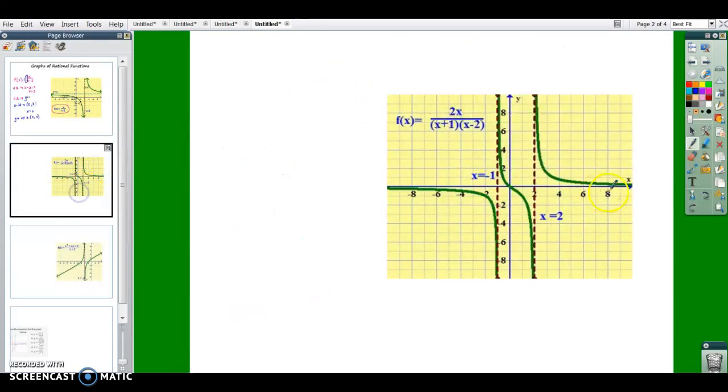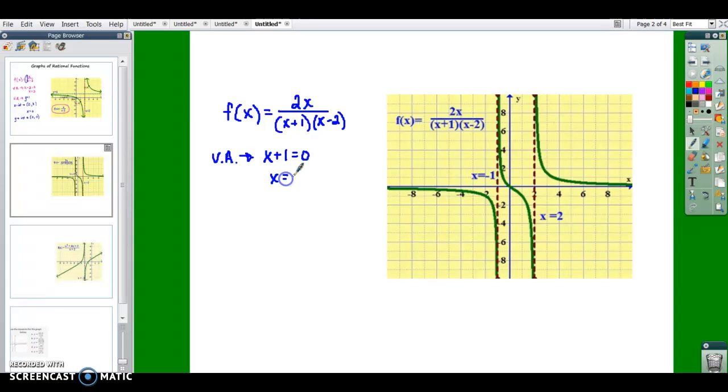Another example would be something like this. Now, if you notice, the denominator is already in factor form for you, which is really helpful. But the first thing we're going to look at are our asymptotes. So we've got 2x over x plus 1 times x minus 2. And so our vertical asymptotes are wherever the denominator is 0. In this case, we have 2 different factors in our denominator, so I'm going to set both of those factors equal to 0 and solve both of those equations. So in this case, I have 2 vertical asymptotes, x equals -1 and x equals 2.